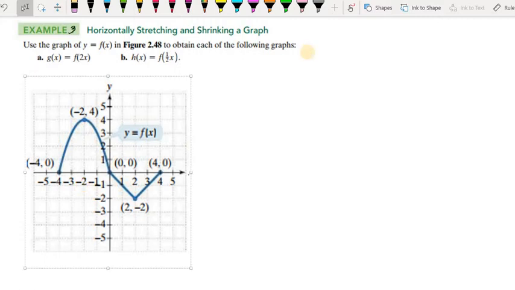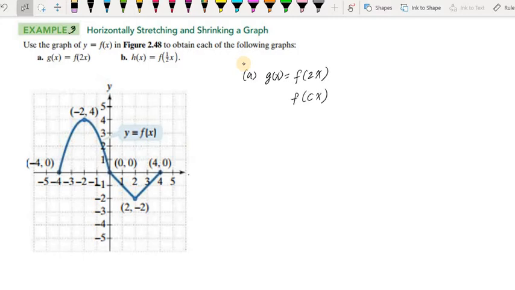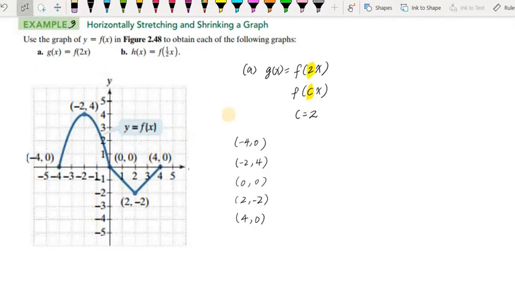So here we have the first one, part A. It's g of x equal to f of 2x, which means this is the f of cx form. In this case, we're just matching, and our c equals 2. I quickly write down all the points. And then we have to divide by c. The only thing we're dividing is the x coordinates.